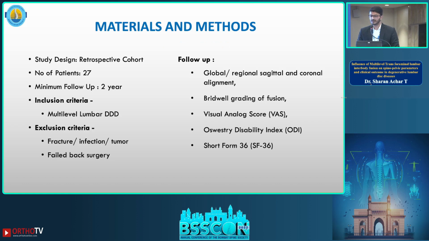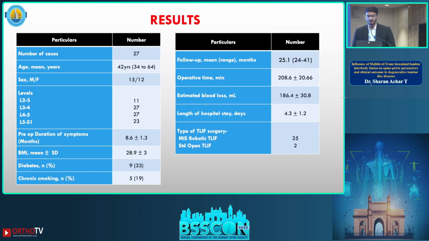It was a retrospective study of 27 patients who were followed up for 2 years, where we measured the sagittal and coronal parameters in the follow-up radiographs, Bridwell grading of fusions, the VAS score, ODI, and Short Form 36 scoring. The mean age of our cohort was 42 years, where the majority of the patients were in the obese category. Almost all our patients were operated through MIS, robotic navigated TLIF procedure, which showed relatively less operative time, less estimated blood loss, and shorter length of stay compared to the standard open TLIF, but the comparison group was a very small group.